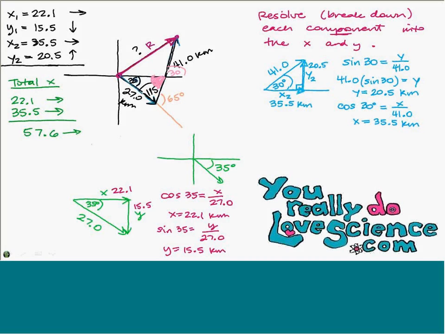Now do a total y. The y is 15.5 down, and the second one is 20.5 up. Subtract those. Here's where it gets handy. Instead of down, we're going to say negative, and instead of up, we're going to say positive, because in physics, negative and positive just mean direction. So down is negative and up is positive.